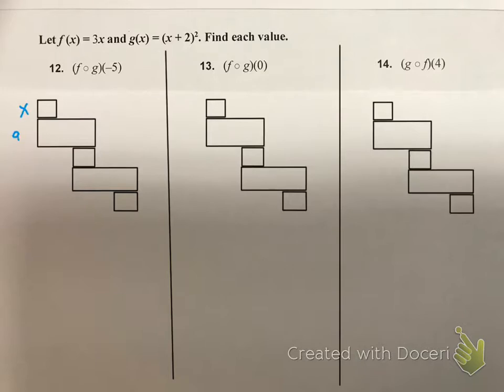Okay, f of g of -5, so I've got g of x first and then f of x. My f of x is 3x, my g of x is (x plus 2) squared. So g of x is (x plus 2) squared, and f of x is 3 times x. Okay, -5 plus 2 is -3, -3 squared is 9, times 3 is 27.